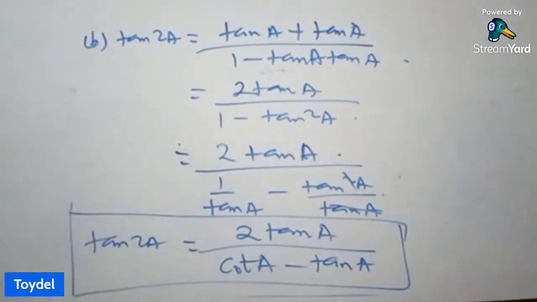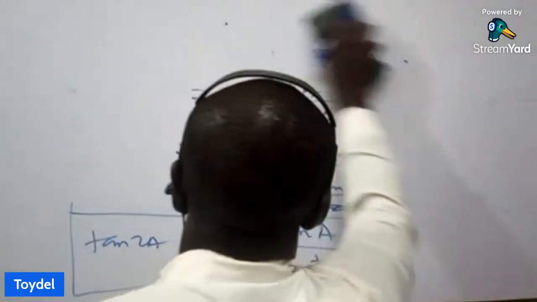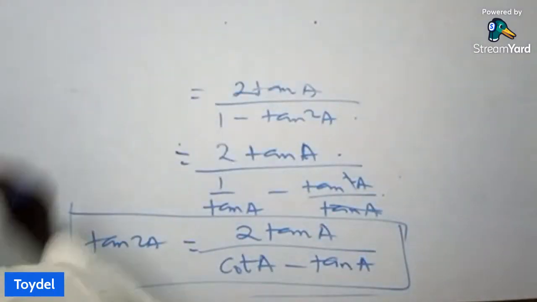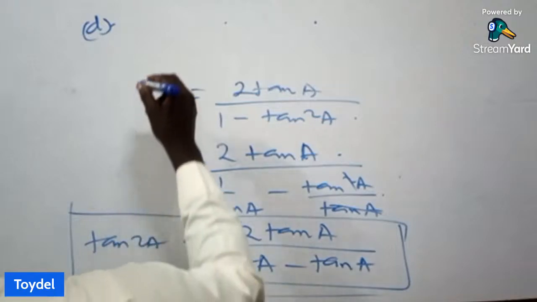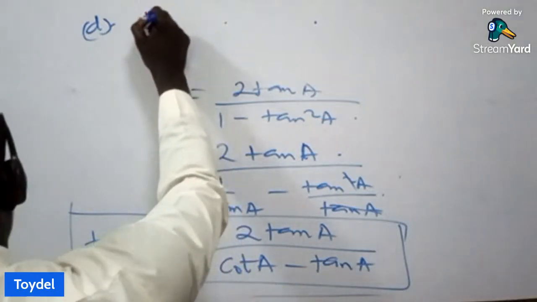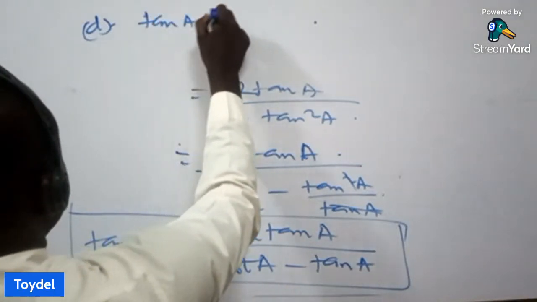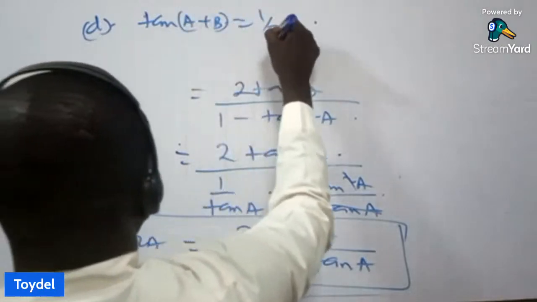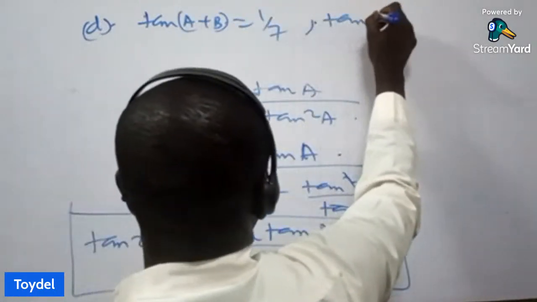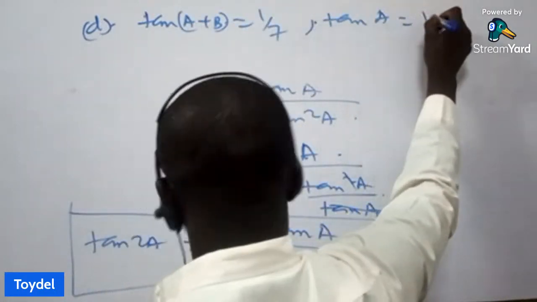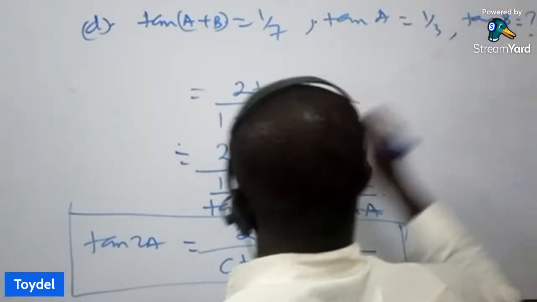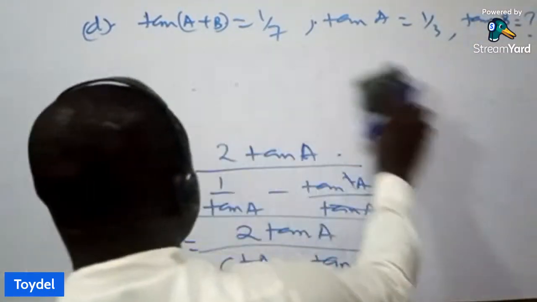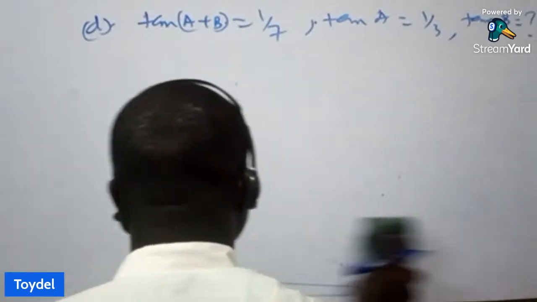So we now go to the third one, the D part of the question. I said we are not going to do the C part of the question because we have shown that today. So given that tan(A+B) is equal to 1/7 and tan A is equal to 1/3, we want to find tan B. Tan B is unknown.